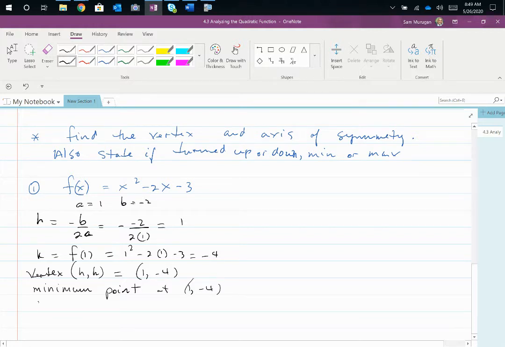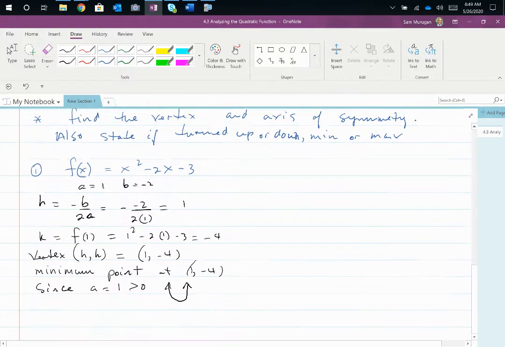Because a is equal to 1, which is a number that's greater than 0, so the graph is turned upwards. Okay, the graph is turned upwards. So we want to go ahead and graph this function and check our answer with the calculator.